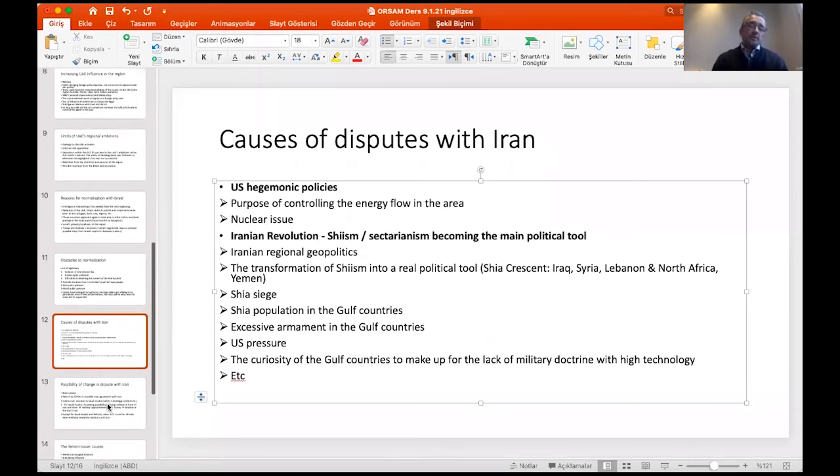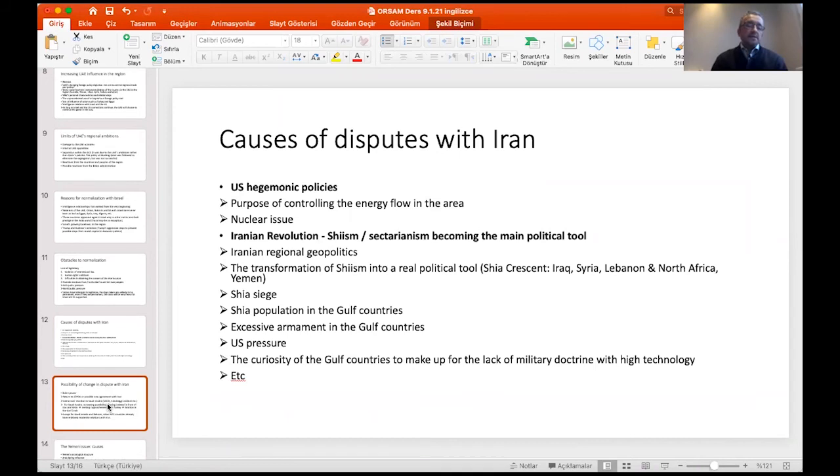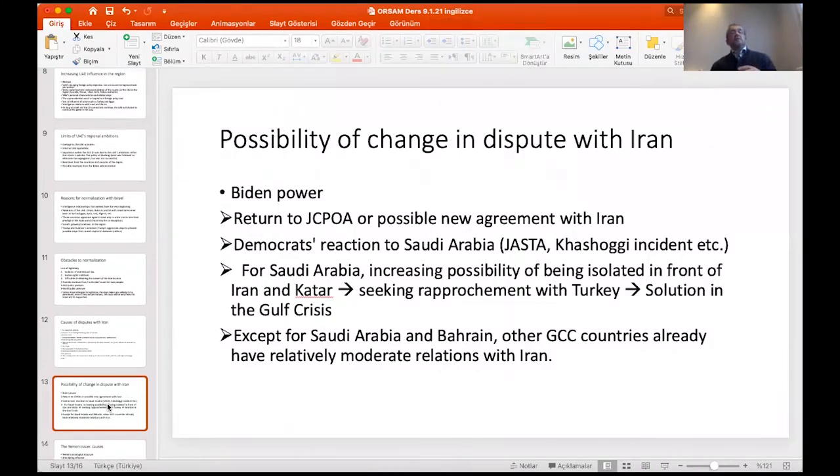These are all the main causes of the disputes with Iran, and it is very dynamic, changing every day and gaining new factors in that regard. But we can name some causes for the possibility of change in the dispute between Iran and Saudi Arabia in the first instance, and other countries.